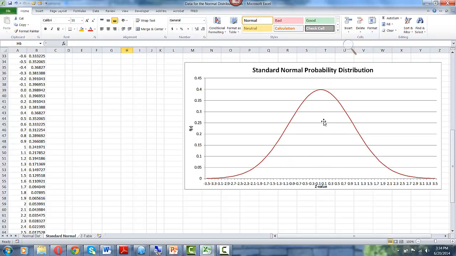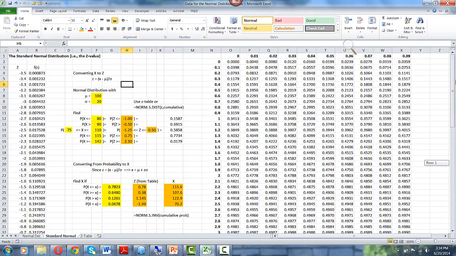And so if I split this in half, it's symmetrical. This area on the left-hand side is 0.5. This area on the right-hand side is 0.5. So always remember that. And so to get the area that represents z less than or equal to minus 1, I take 0.5 minus the 0.3413. So the probability that x is less than or equal to 80 is 0.1587.